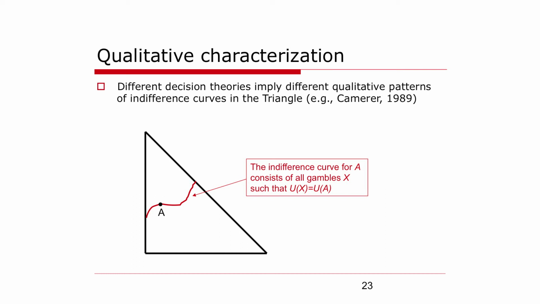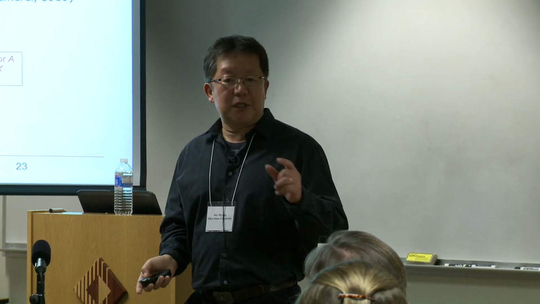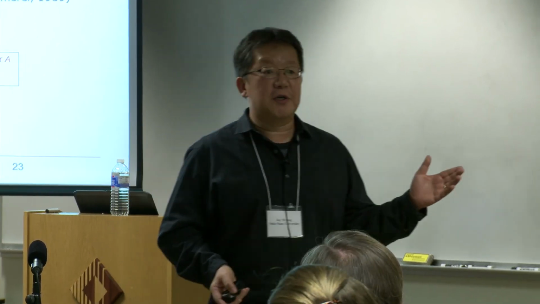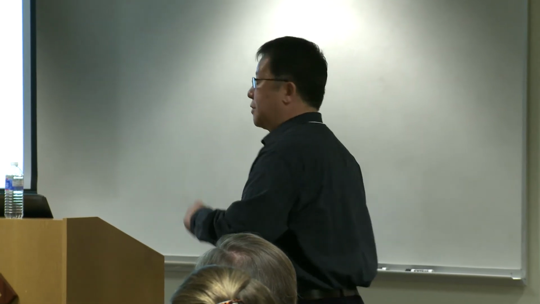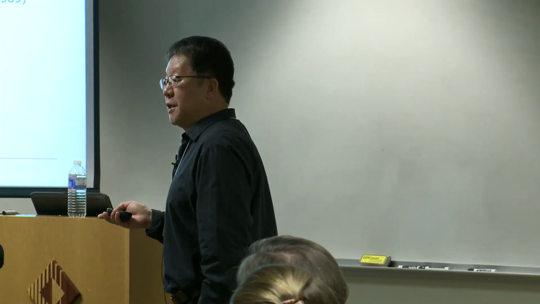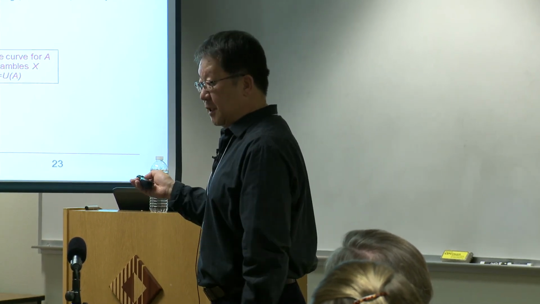so that if you connect all these gamble pairs that give you exactly the same expected utility, this is called an indifference curve, right? So every gamble on this curve has equal utility value under expected utility or weighted utility, whatever. And that U is an unspecified function, which has to be specified.